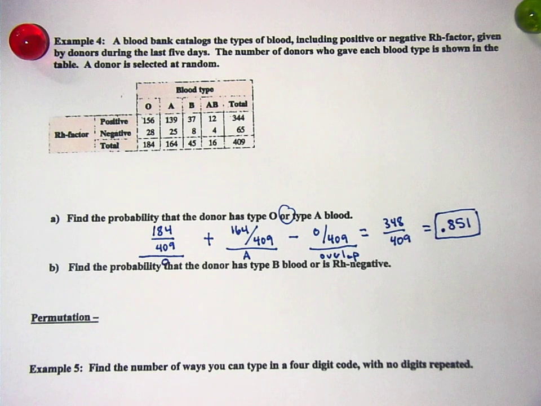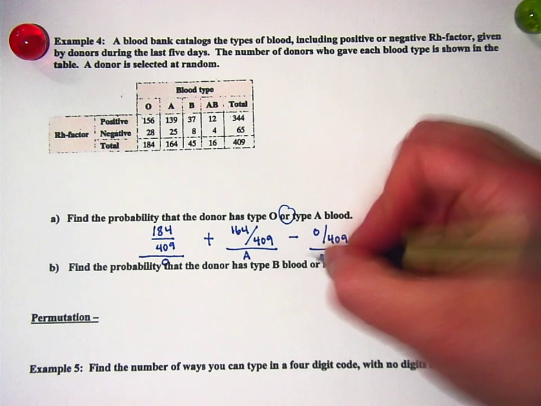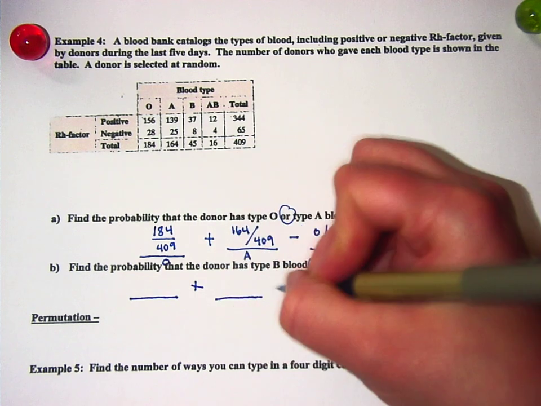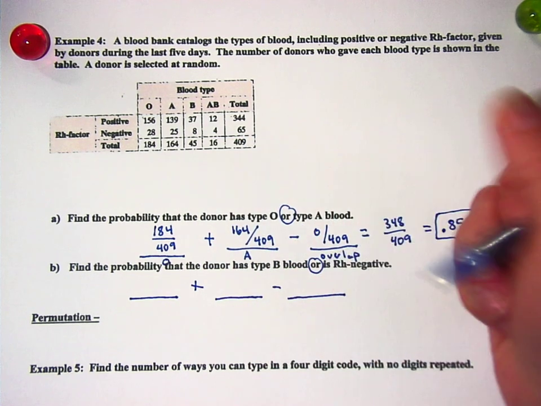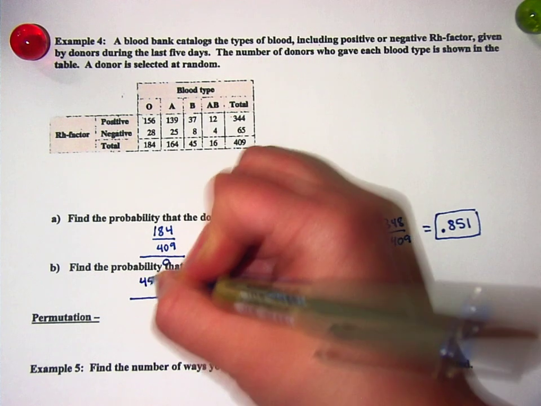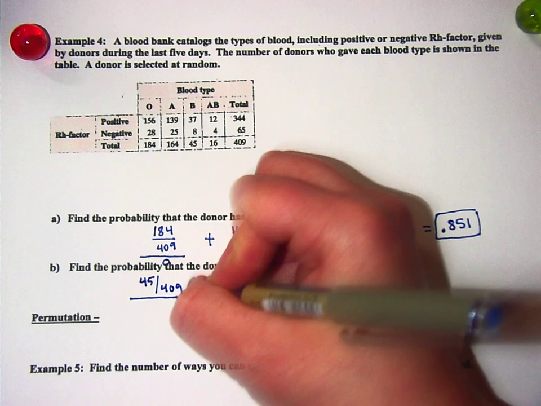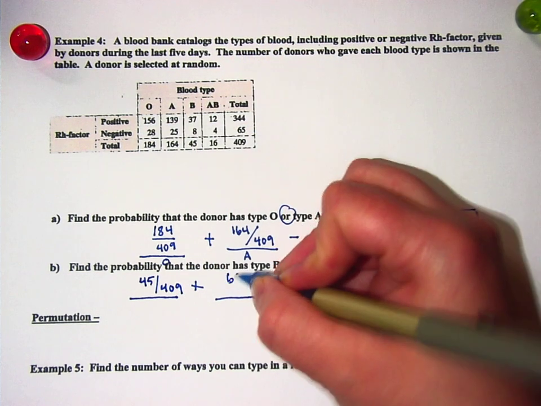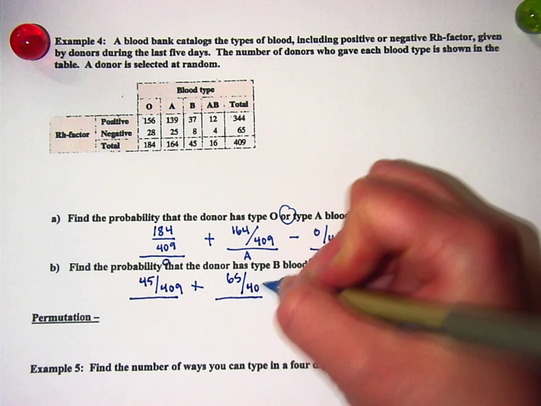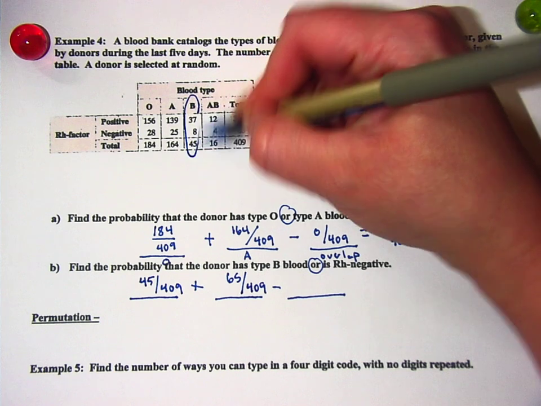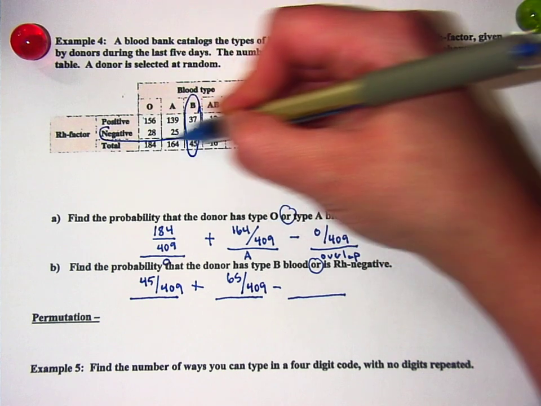Okay, find the probability that the donor has type B blood or is Rh negative. All right, so we get this plus this minus this, because it's an OR question. Type B blood is right here. That's 45 people out of 409 people. Rh negative blood was 65 people out of 409 people. But if you look here, we've got type B and Rh negative.